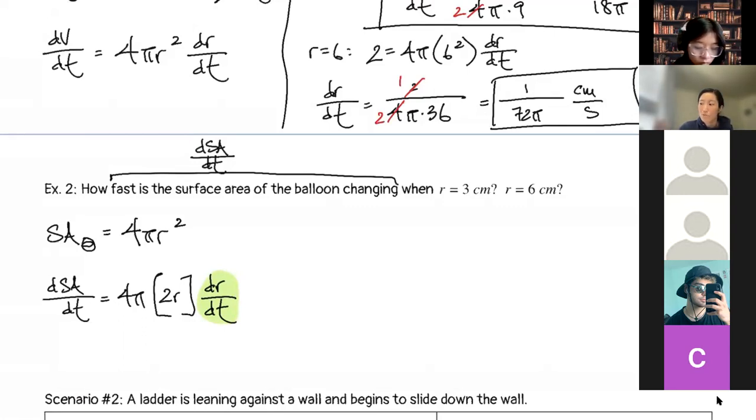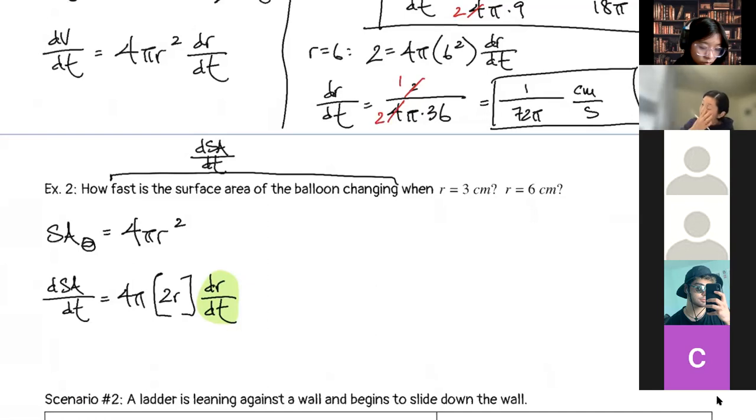But just like you really wanted to not forget your y primes when you did implicit differentiation, you really don't want to forget your dr dt's or your dv dt's and having that dt in the bottom. Okay.